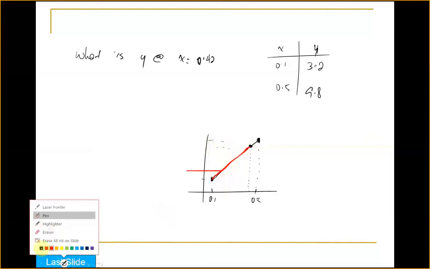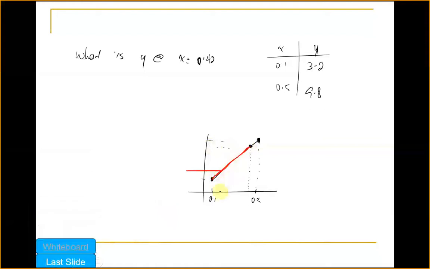And so I'm going to put 0.42 here, and this is y, which is unknown. 9.8 at the top and 3.2 at the bottom. And so we write the two slopes. First slope, that's the slope of the black, is going to be rise over run, 9.8, that's a rise over run. Run is 0.4, or let's write 0.5 minus 0.1. Everybody understand that's a run, right?